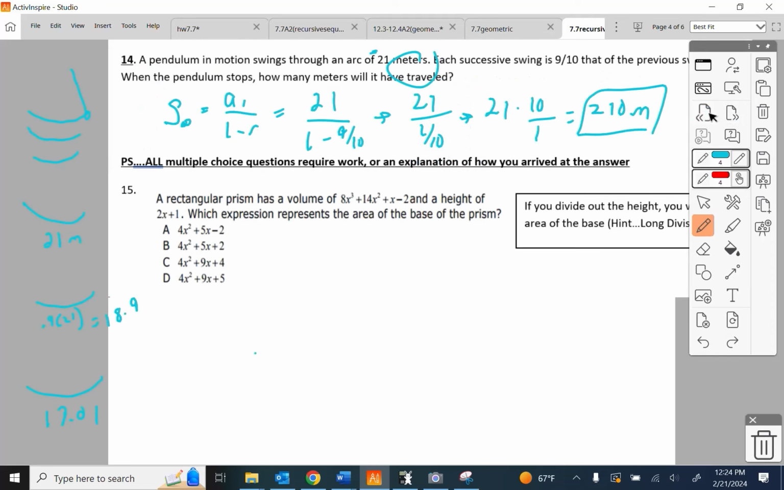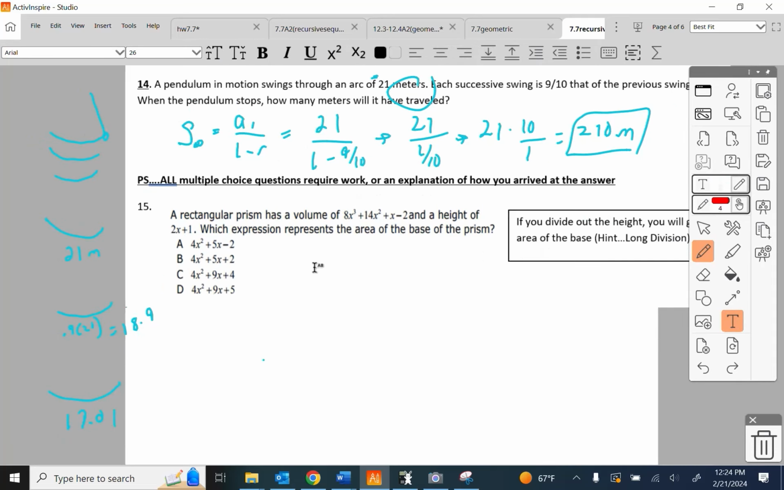Let's see. Oh, I'm going to do all of these. I'm going to do 15 on out. A rectangular prism has a volume of 8x cubed plus 14x squared plus x minus 2 and a height of 2x plus 1. Which expression represents the area of the base of the prism?